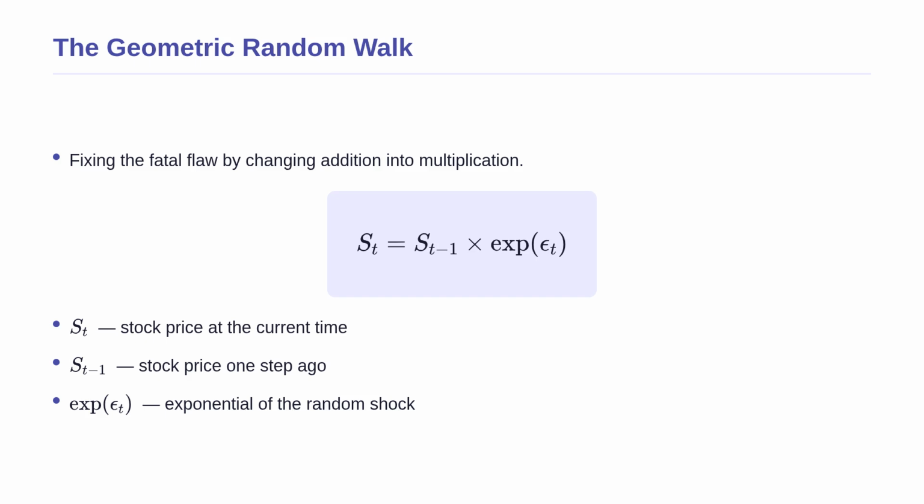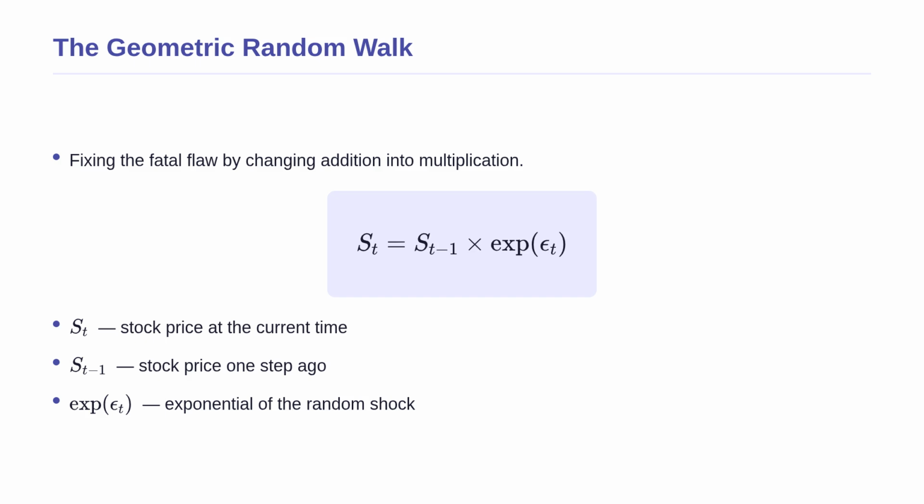Here, the current stock price, S sub t, equals the previous price, S sub t minus 1, multiplied by the exponential of our random shock, epsilon sub t. Why use the exponential function? It has a magical property.